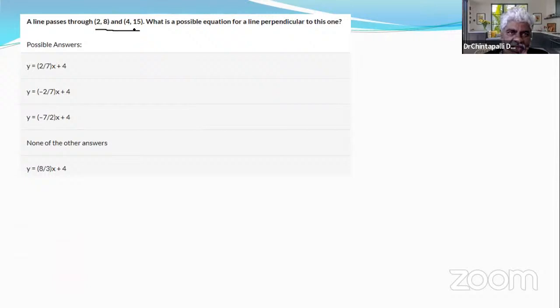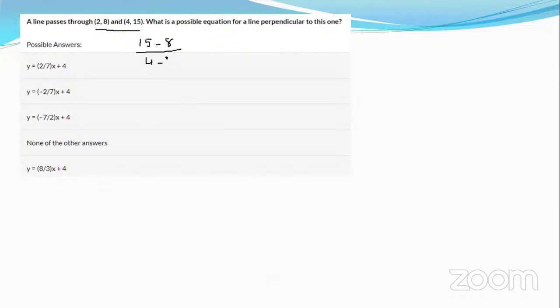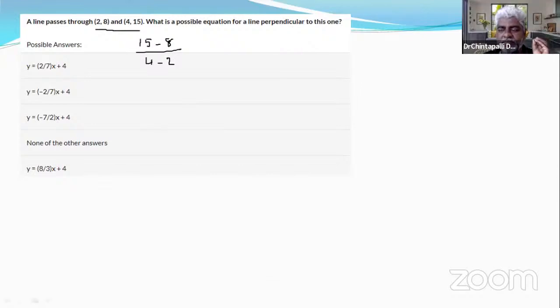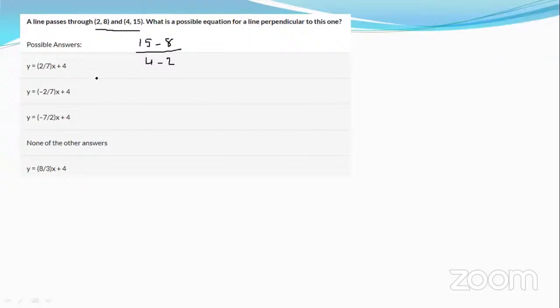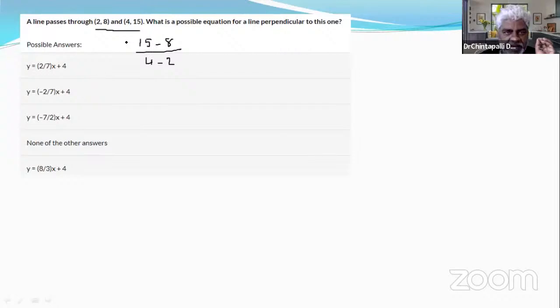Slope of the given line is (15 minus 8) over (4 minus ...). Have you got grip in finding the slope? Yes, sir, when 2 points are given, or inclination is given. Do you know what is inclination? The angle. Inclination is angle, right? We can find slope if 2 points are given, or inclination is given, or equation is given, right?